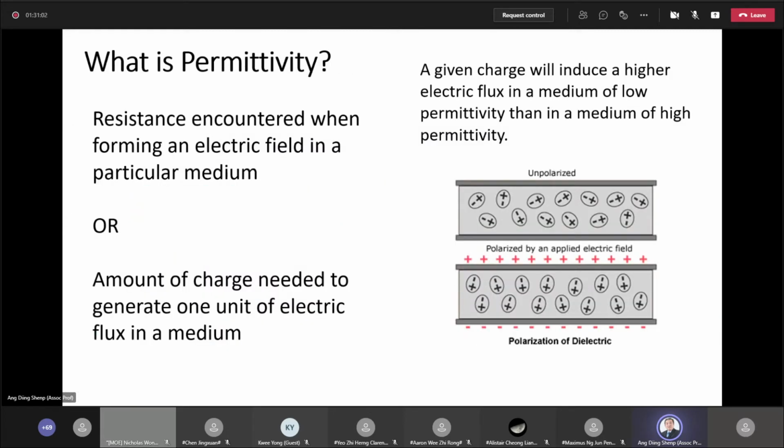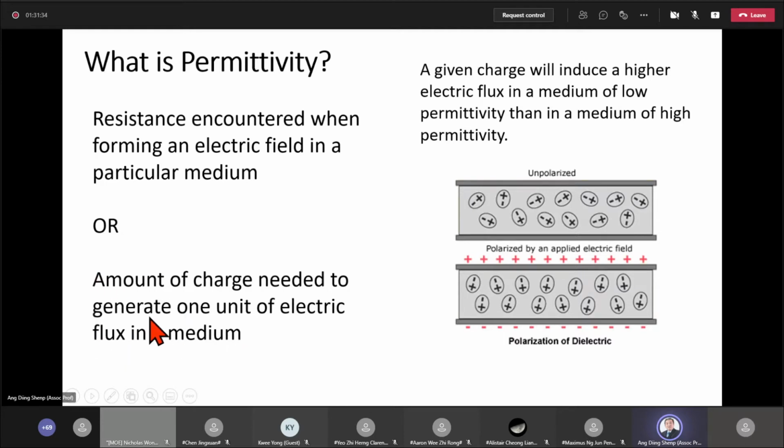Okay, so before I leave this short discussion, I just want to say something about permittivity, in case some of you are not very clear what this is all about and how it affects the capacitance that we are looking at. So the permittivity can be defined as the resistance that is encountered when forming an electric field in a particular medium, or the amount of charge needed to generate 1 unit of electric flux in the medium.